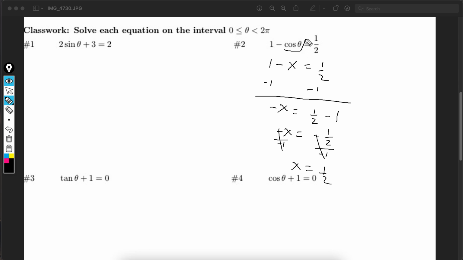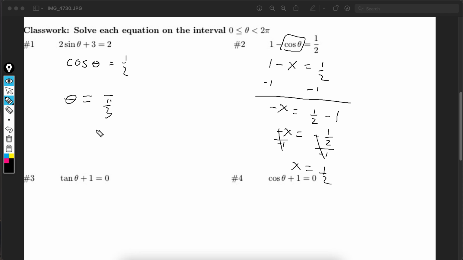Now what does that actually mean? We're going to substitute that cosine back in for x. So we're going to have cosine theta equals 1/2. Now, we need to know exactly where these things are, so we use the arc cosine of both sides, which would give us theta equals pi over 3. Not too bad, right?